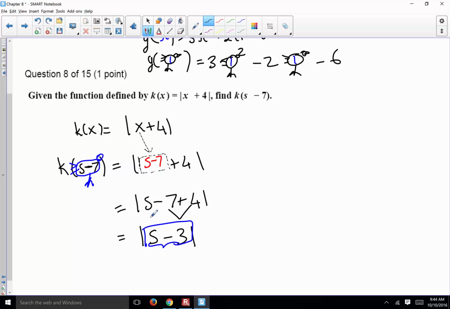That was just a small detail, but did you get the previous parts? Just switch x by whatever you see underneath parentheses. That's S minus 7. We're all done.